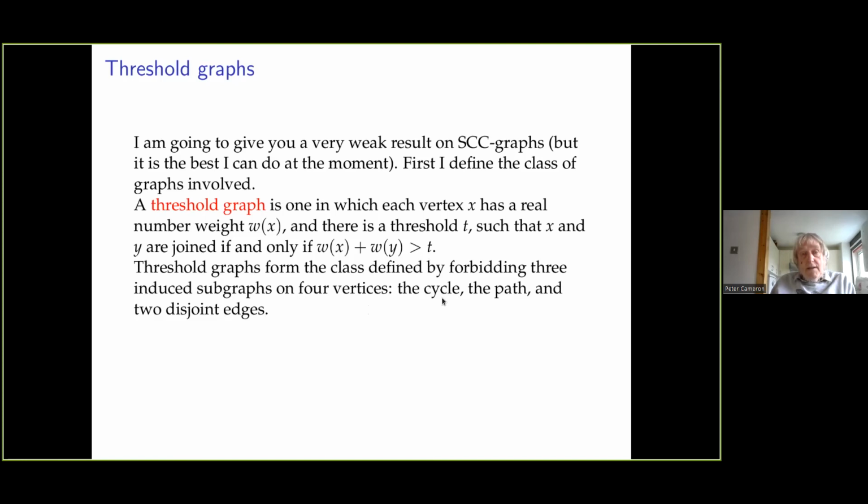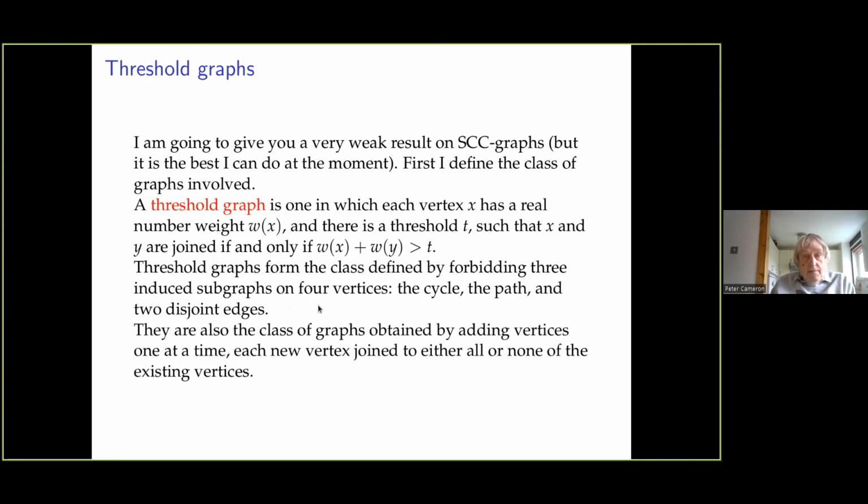So the sum of the weights on the first diagonal is less than t, the sum of the weights on the second diagonal is less than t, and so the sum of the 4 weights is less than 2t, and that's a contradiction. So these are precisely the 3 graphs on 4 vertices that don't contain both 2 disjoint edges and 2 disjoint non-edges. And so the same argument deals with all 3. So these are the threshold graphs.